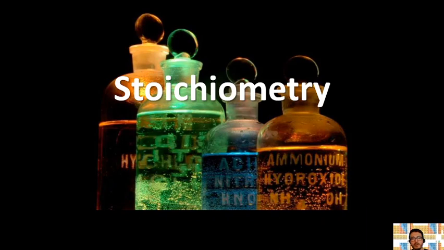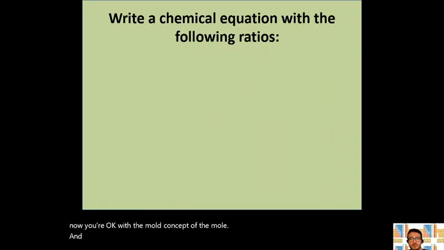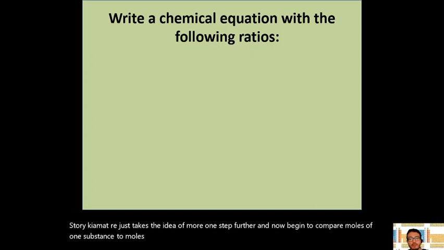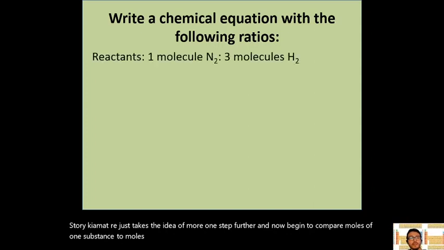Hopefully, by now you're okay with the mole and the concept of the mole, and we will continue with this. So, stoichiometry just takes the idea of the mole one step further and now begins to compare moles of one substance to moles of another. You can think of this as just comparing the coefficients in a balanced equation and using them as ratios or proportions.